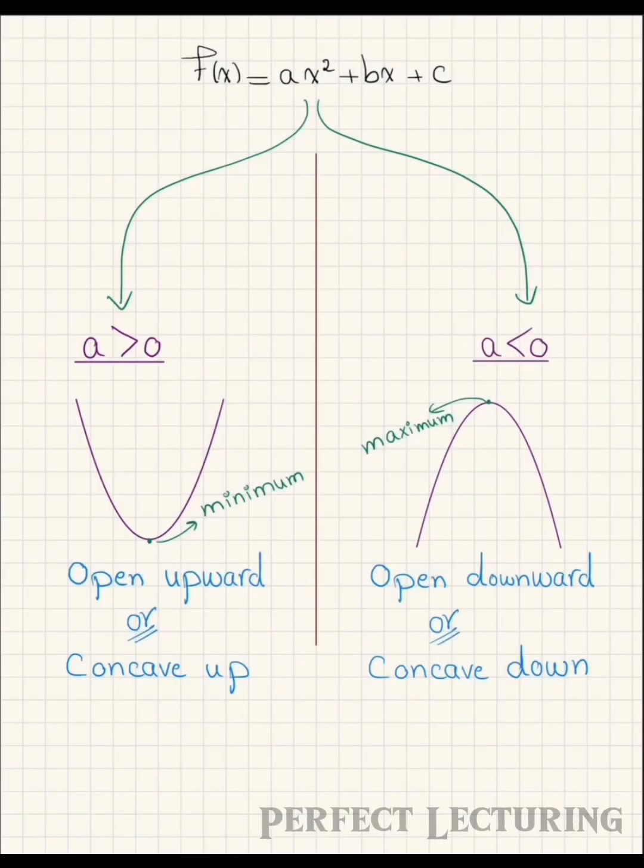Now, how do we know whether the graph is a U-shape or an inverted U-shape? It all depends on the sign of a. If a is positive, then it is a U-shape, and the vertex is obviously a minimum. We say that the parabola is open upward or concave up. On the other hand, if a happens to be negative, then the vertex will be a maximum and the parabola is open downward, or we say that it's concave down.